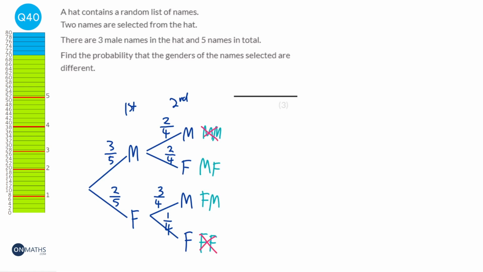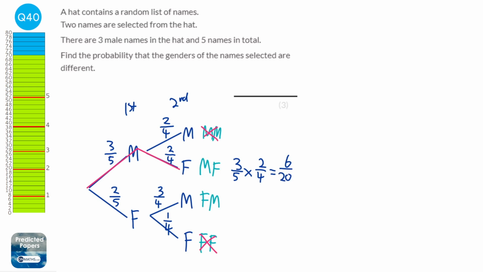And the way that tree diagrams work is as you go along the tree, any fractions you go across, you multiply together to find the outcome. So this will be 3 over 5 times 2 over 4. And I realise I could cancel 2 over 4, but I generally cancel at the end. So 3 times 2 is 6, 5 times 4 is 20.